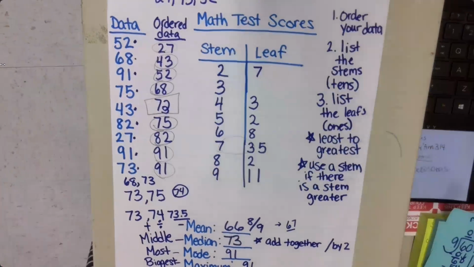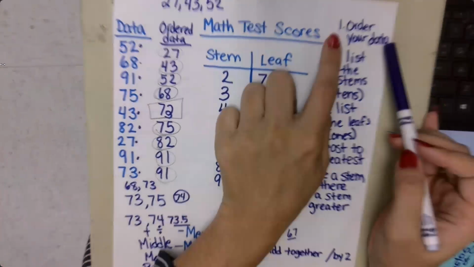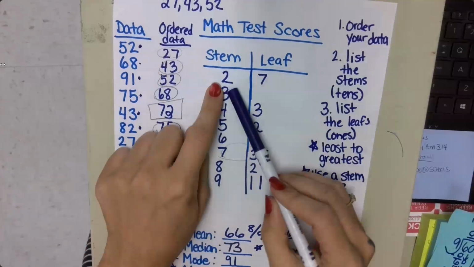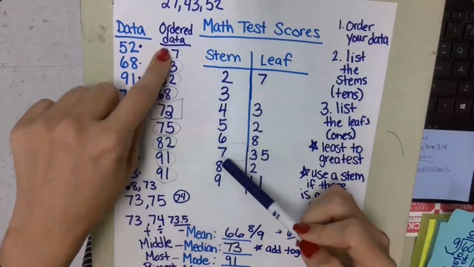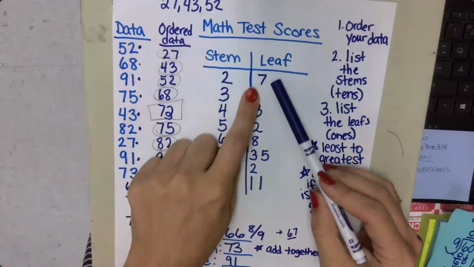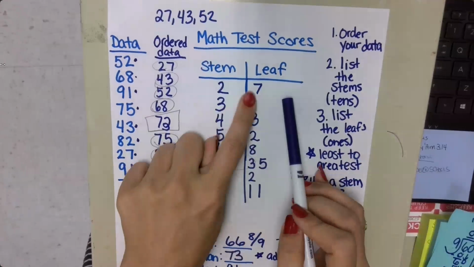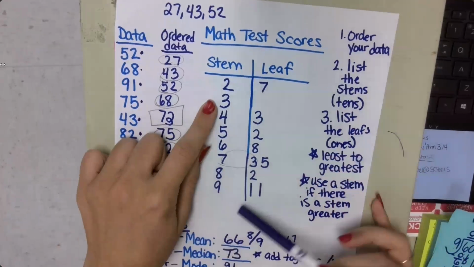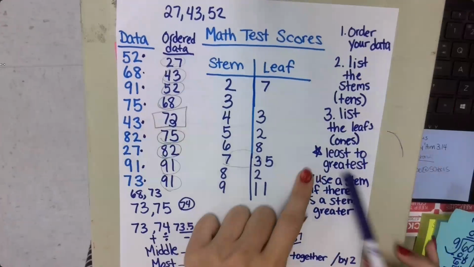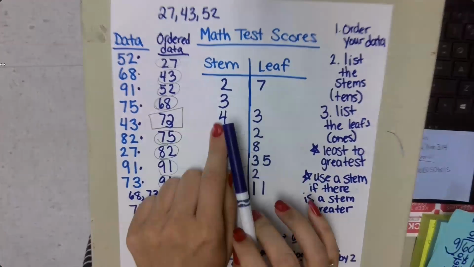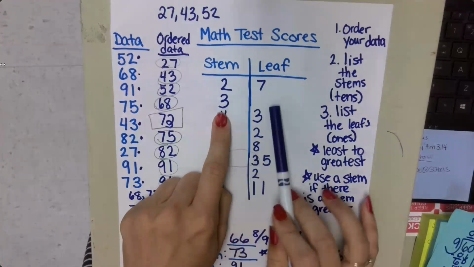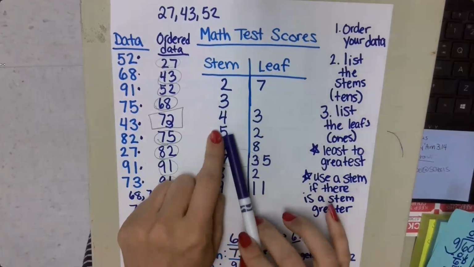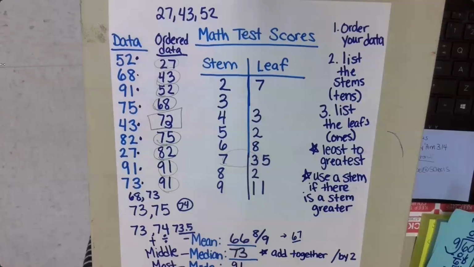Quick recap, when creating your stem and leaf plot, always start with ordering your data. Once your data is ordered, you can list your stems, which are the value of the tens place, and you can then list your leaves, or you can list each stem and the leaves that go with it. Make sure that all of your numerical data is listed from least to greatest, and that even if there's a number that has no leaves that doesn't show up, if there's one that's greater in the tens place, you still need to list it, just leave nothing there.